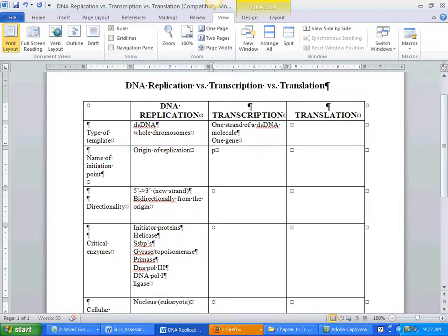The initiation point is called the promoter. The directionality does go from 5' to 3' on the new strand, on the RNA. But if we're thinking comparatively with what we wrote with DNA replication, you could say it's unidirectional, meaning it's only on one strand and it only goes in one direction.